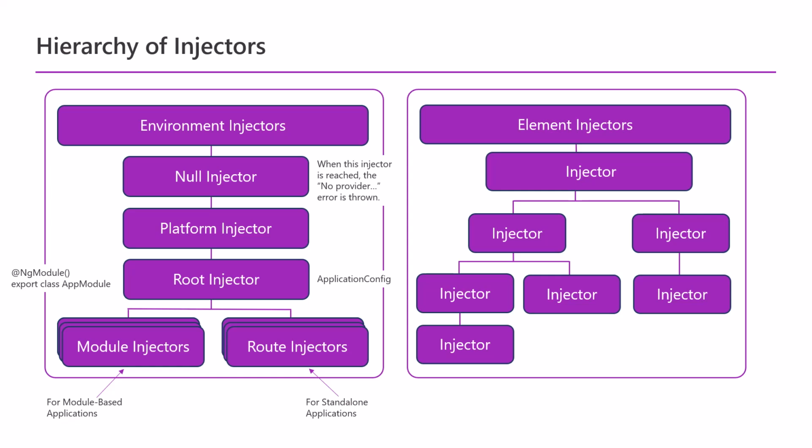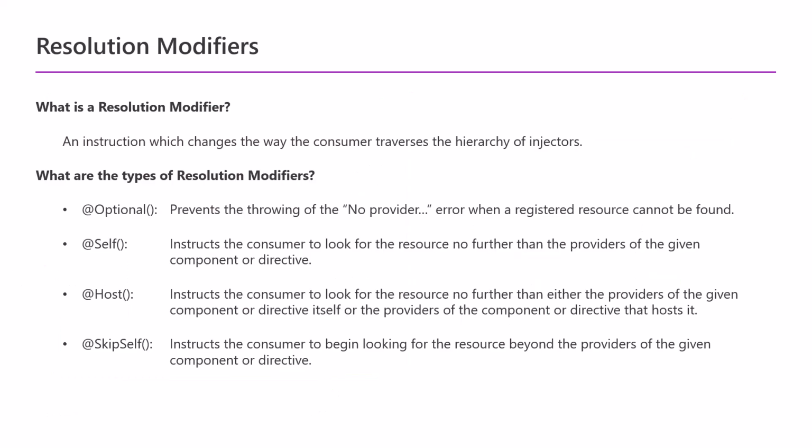So now we've learned a couple of things about injectors. We've learned the hierarchy of injectors, and we've also learned how each consumer traverses this hierarchy to retrieve its requested resource. But what we've learned is the default traversal of a consumer. We also have at our disposal ways to modify this traversal. A resolution modifier is an instruction which changes the way a consumer traverses the hierarchy of injectors.